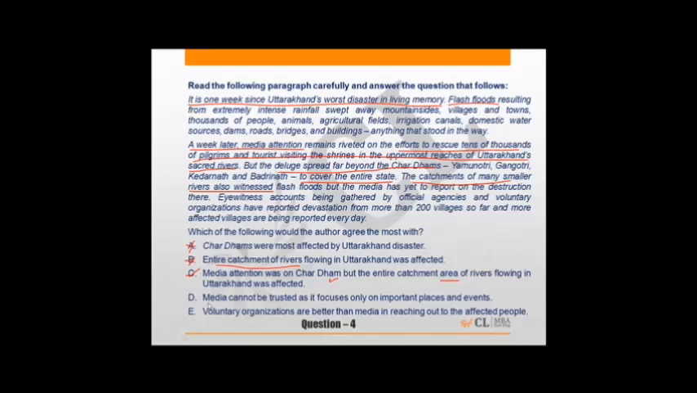D says media cannot be trusted as it focuses only on important places and events. We cannot say that media cannot be trusted because it gives only part of the relevant information. So therefore this is incorrect. E says voluntary organizations are better than media in reaching out to the affected people. The passage makes no reference to voluntary organizations, so E can be eliminated. Hence the answer to this question is option C.